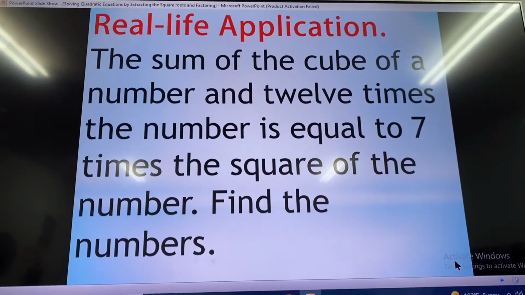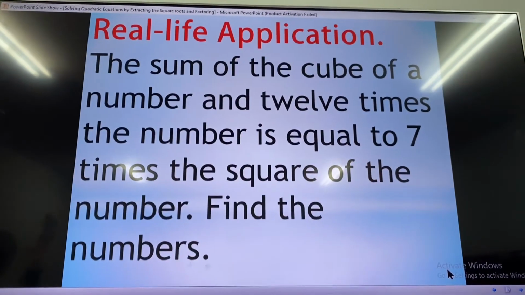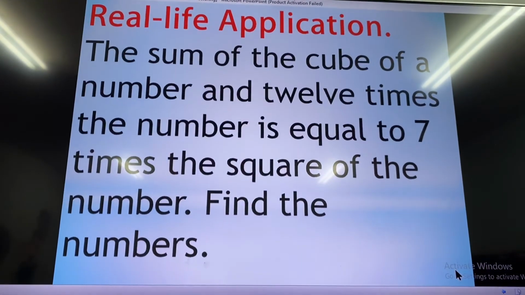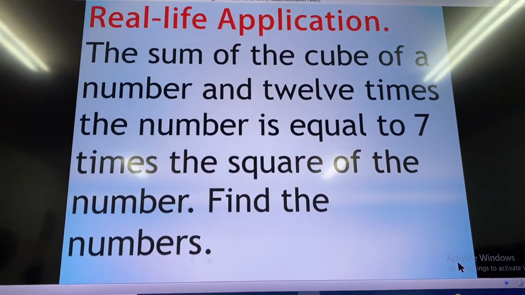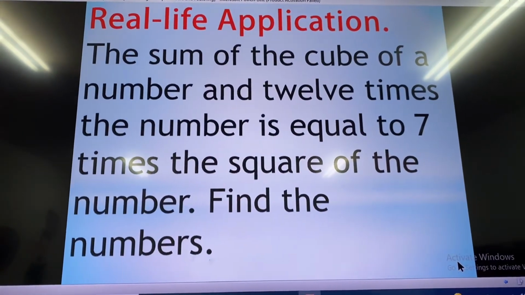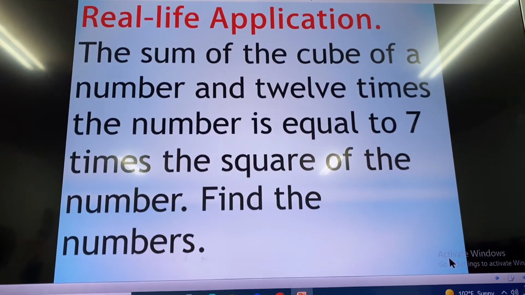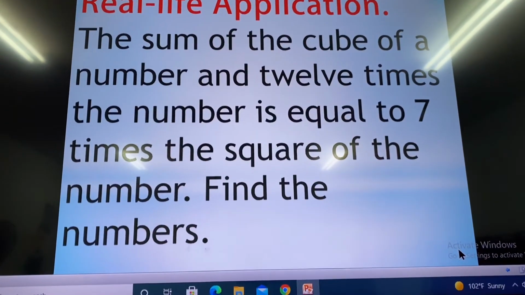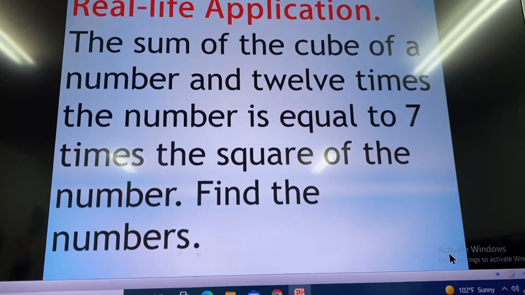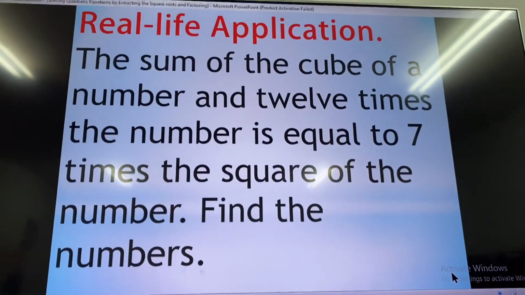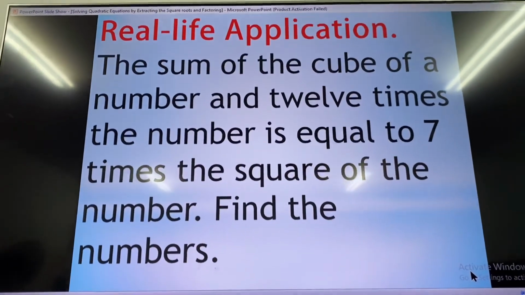The next question about real-life application of quadratic equation: the sum of the cube of a number and 12 times the number is equal to 7 times the square of the number. Find the numbers. So let us show the solution of this. Grade 9, so this is the last question.